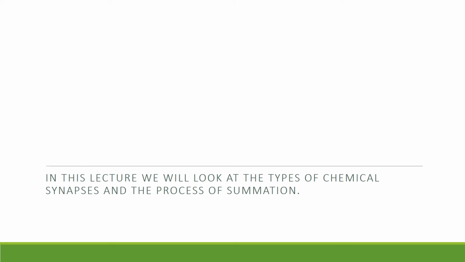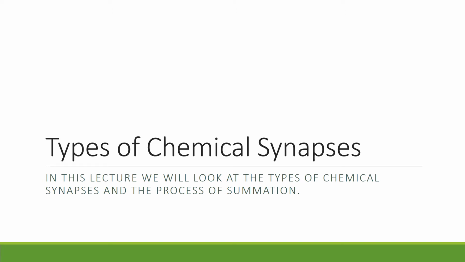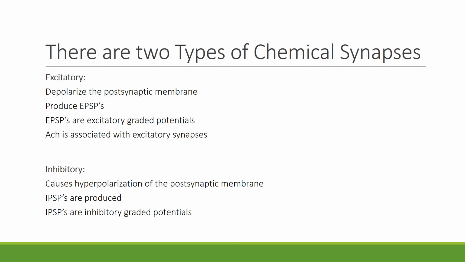In this lecture, we're going to look at the classification of chemical synapses as well as the process of summation. There are two types of chemical synapses, excitatory and inhibitory. Excitatory synapses depolarize the postsynaptic membrane. They produce EPSPs. EPSPs are excitatory graded potentials. Acetylcholine is the neurotransmitter associated with the excitatory synapses.